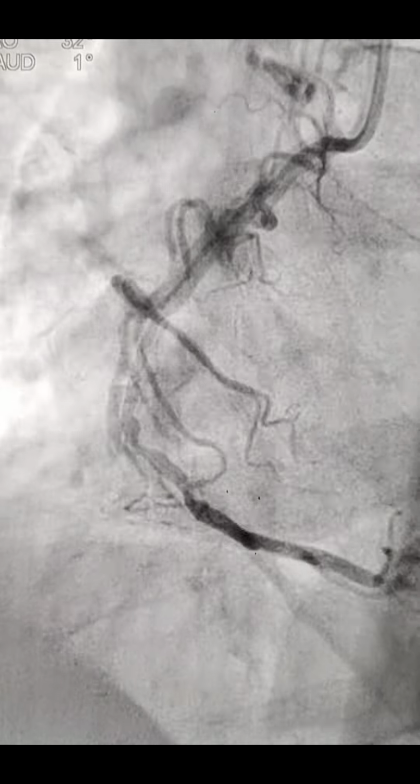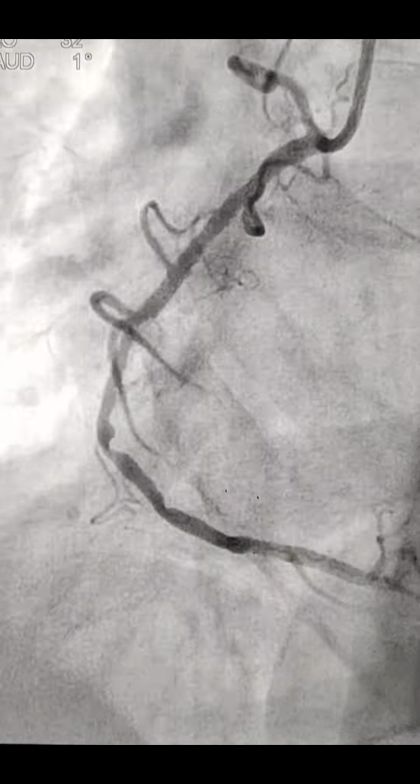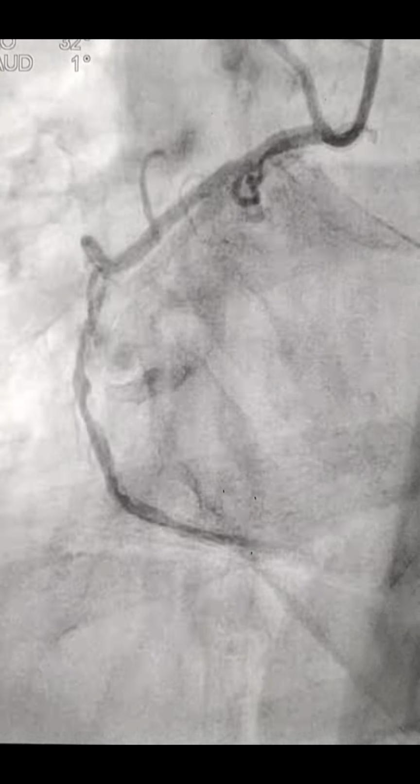You can see the lesion after the stent also. The stent is up to mid RCA. So there was a long stent right from the ostium to the mid RCA. So we decided to put a stent.